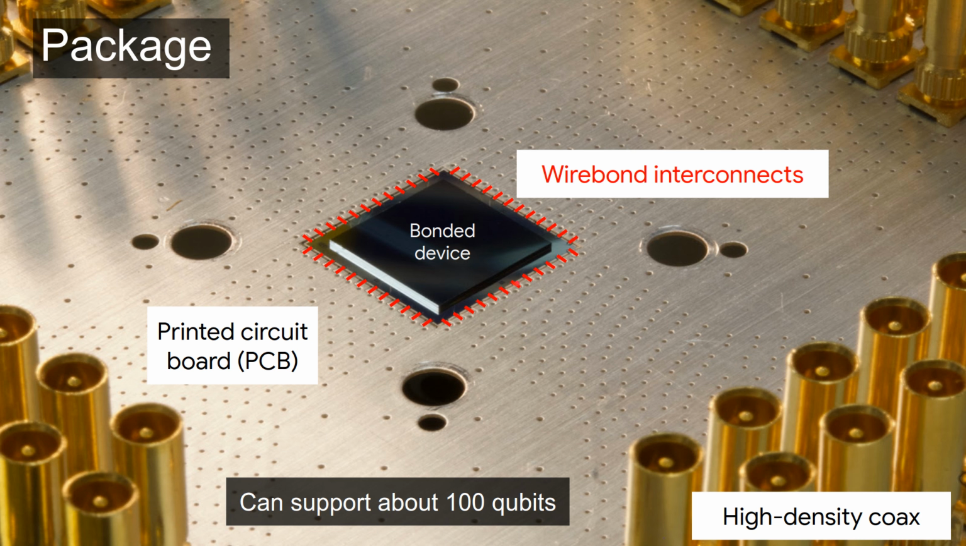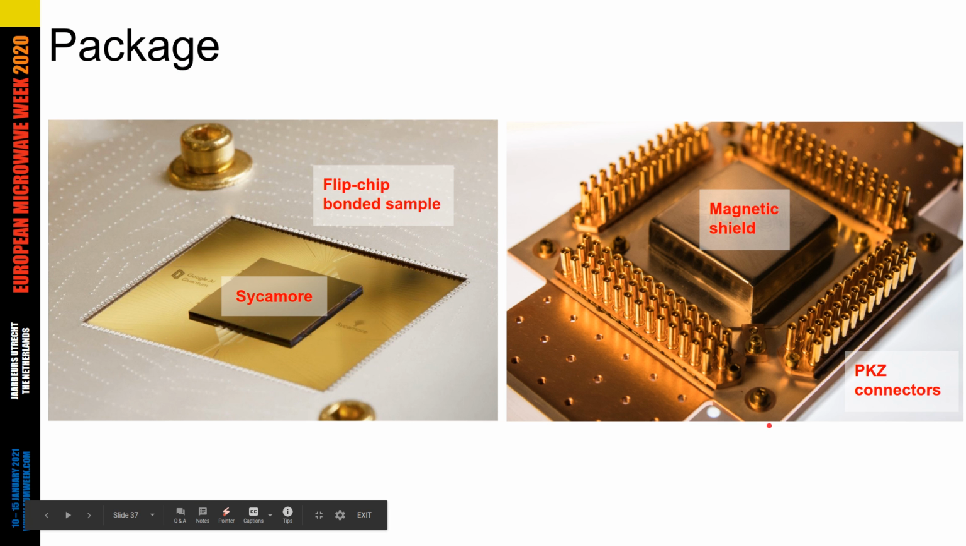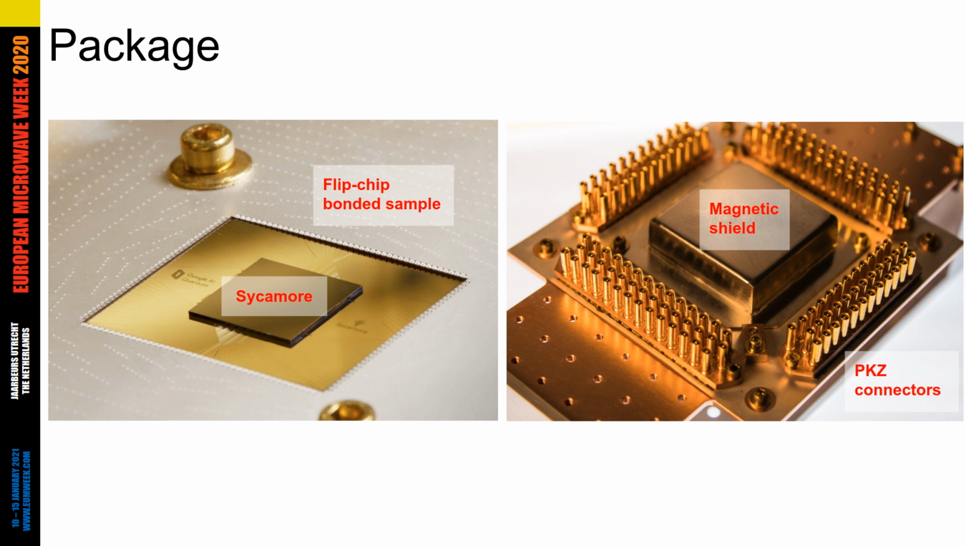Shown in red are the wire bond pads, or I should say red indicates where the wire bonds themselves are. And then on the outside of the PCB is high density coax. These are actually PKZ connectors. So here's a more zoomed out picture. You can see the flip chip on the left with the package around, and then on the right side is zooming out even more with the package all assembled. So there's a magnetic shield that goes over the chip, and then PKZ connector banks that go around the outside with copper blocks to keep them mechanically stable.